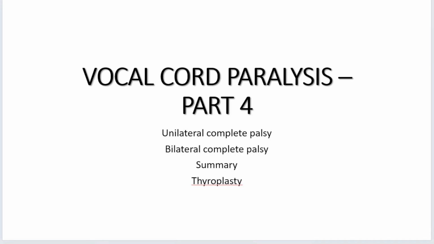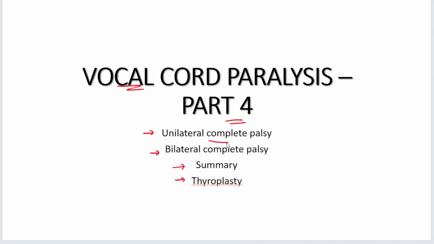Hi everyone. Today we are going to talk about vocal cord paralysis part 4. This is the final part of vocal cord paralysis. In this we are going to talk about unilateral complete palsy, bilateral complete palsy, the summary of all the vocal cord palsies that we talked about from the beginning, and thyroplasty. What are the types of thyroplasty, etc.